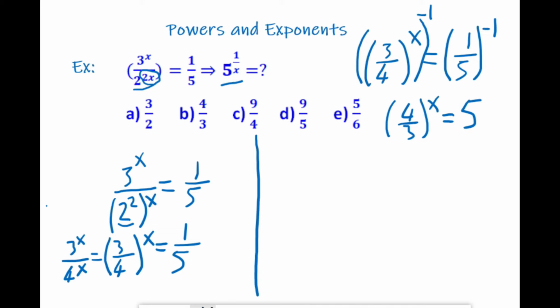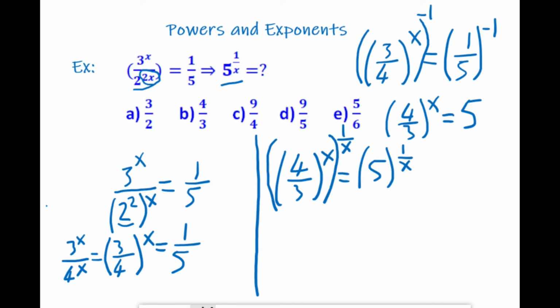And now I get 5, but in the question we are asked to find 5 to the power of 1 divided by x. So how are we going to get it? Well, let me write the final expression here. 4 divided by 3 to the power of x is equal to 5. And now we need to take the 1 divided by x power of both sides. Once you do it on the left, if you take the power of the power, you're going to multiply the powers. So we're going to have 4 divided by 3 to the power of x times 1 divided by x.